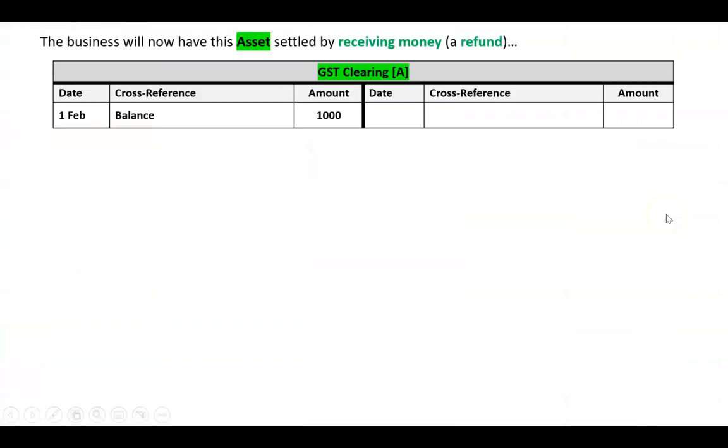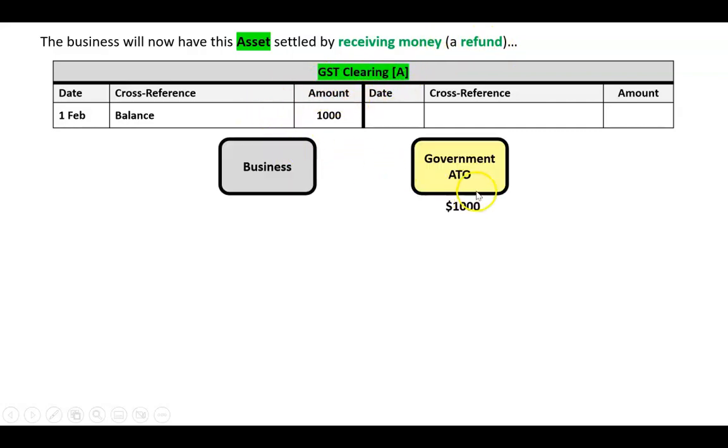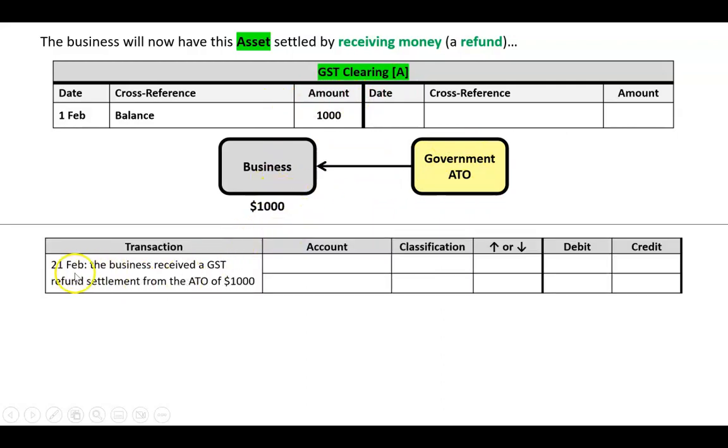And the main takeaway there is to realize that we have an asset, and this asset's going to be settled by receiving money. And when we receive money from the ATO, we call that a GST refund. So we can see here, this account is now an asset. It's got a debit balance. All right. And what's going to happen is the government or the ATO is going to give our business $1,000. So let's say that happens on the 21st of February. The business received a GST refund settlement from the ATO of $1,000.